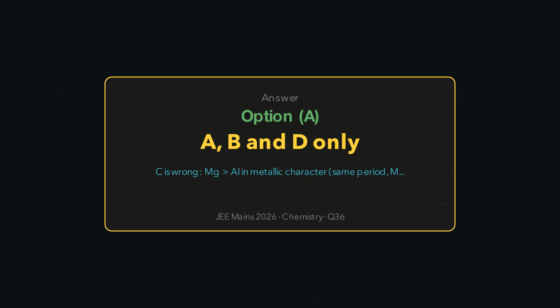Option D says basic character of metal oxides follows K2O greater than Na2O greater than MgO greater than Al2O3. Basic character of a metal oxide tracks the metallic character of its metal. Potassium is more metallic than sodium, so K2O is more basic. Moving across period 3 from sodium to magnesium to aluminum, metallic character and basic character both decrease. Al2O3 is actually amphoteric. This trend is correct. So statements A, B, and D are correct. Option C fails because magnesium is more metallic than aluminum. The answer is option 1, A, B, and D only.